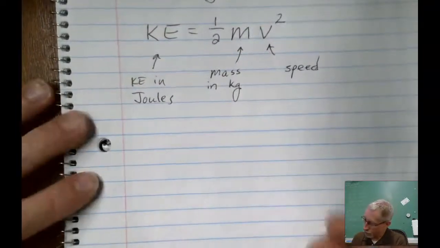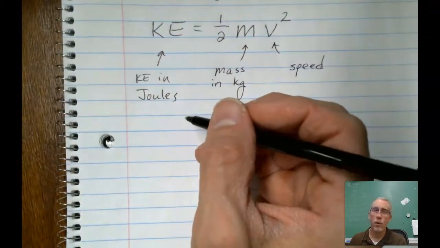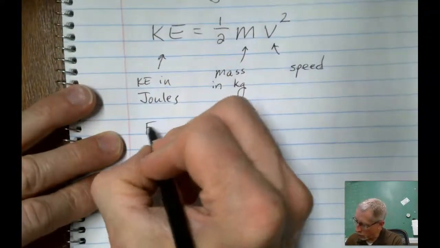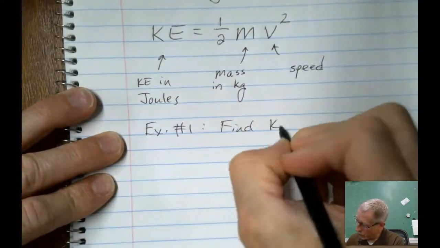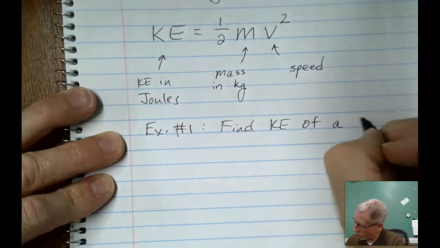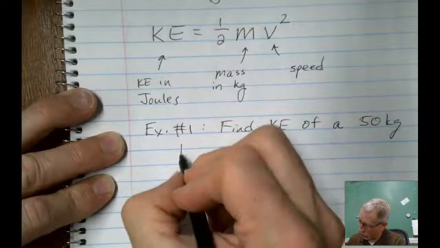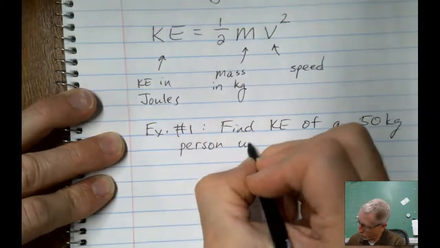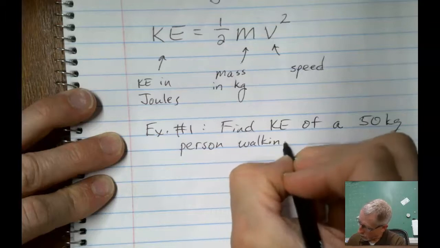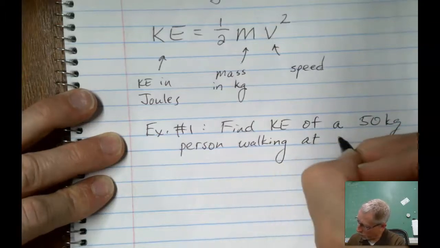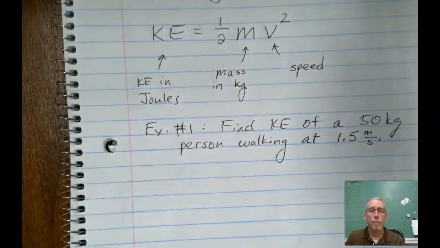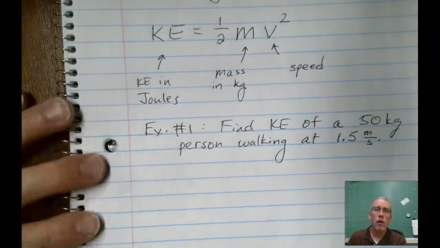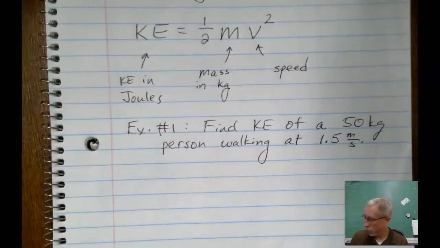So let's just take an example. Maybe I'm a person walking down the street, okay? So we might say, for example, number 1, find the kinetic energy of a 50 kilogram person walking at 1.5 meters per second. And yes, we'll use decimals sometimes. It would be good to have a calculator or Desmos if you're working on a Chromebook or a computer.